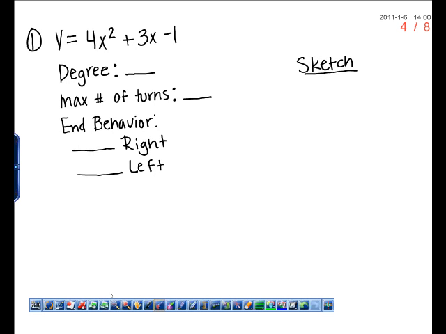First thing you want to check: is this in standard form? Is it from the highest power to the lowest power? Yes. Then I would suggest you circle your first term. That's what I'm going to call your leading term. So what is the degree of this polynomial? Remember, degree is your highest exponent. 2. So this number right here. The maximum number of turns then is going to be 1.